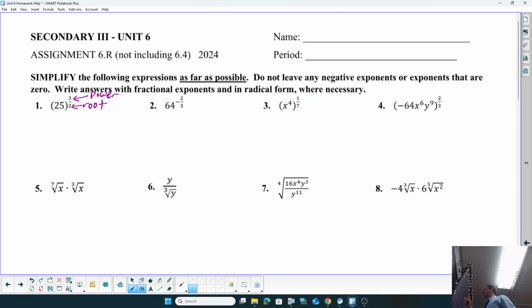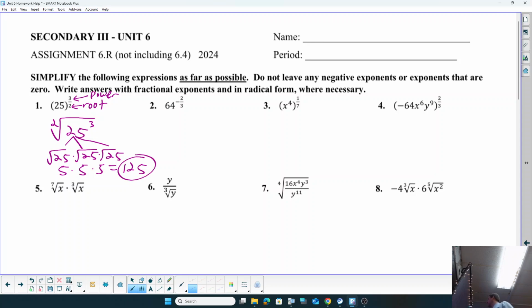So we got 25 to the 3 halves. So that's going to be the root, the square root of 25. And then we have the third power, right? Third power. So that means we have 3 25s, which is the square root of 25 times the square root of 25 times the square root of 25. 3 of them. Well, if you do it that way, Mr. Newbold, that's really easy. Square root of 25 is 5, is 5, is 5. So we get 125 as our answer. Woo!